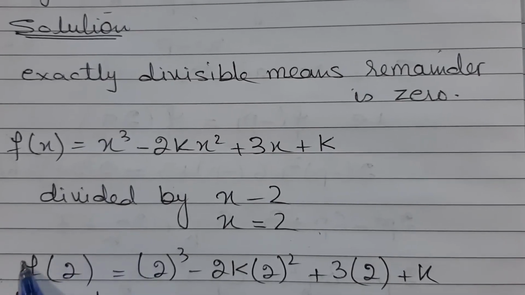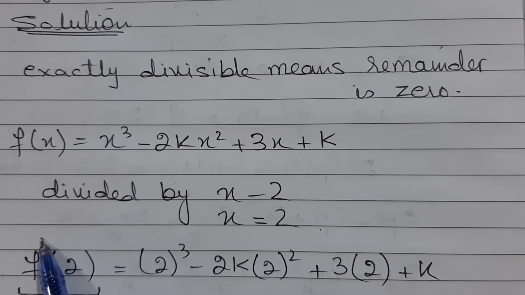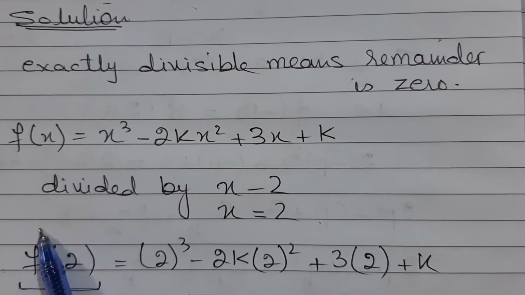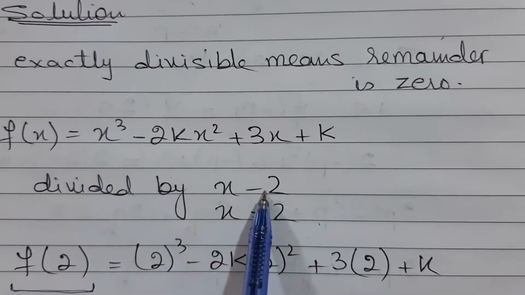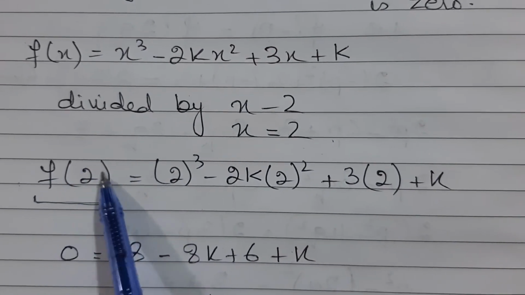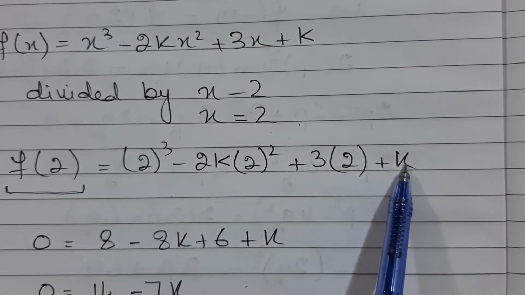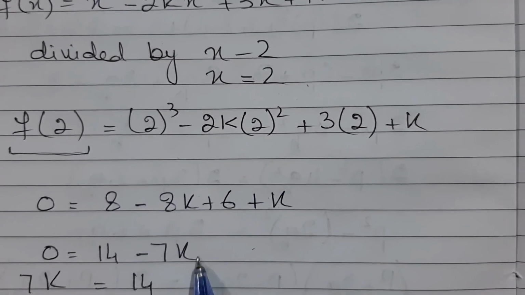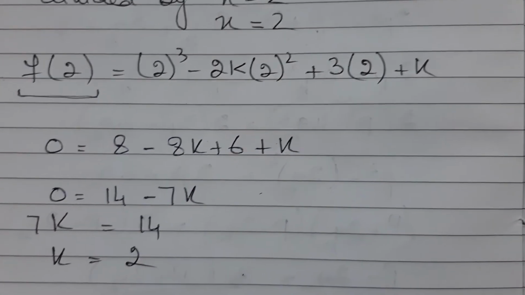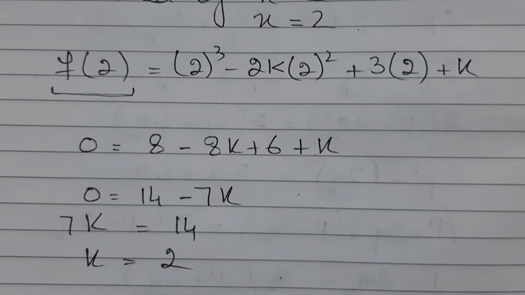Now this gives me the remainder. This whole thing is equal to the remainder. And what is your remainder? 0. Why? Because this is dividing it exactly. So in place of this, I will write 0. And I will simply solve it like algebra, and it will help me get the value of k, which is 2. So I got the value of k. Let's see another example.